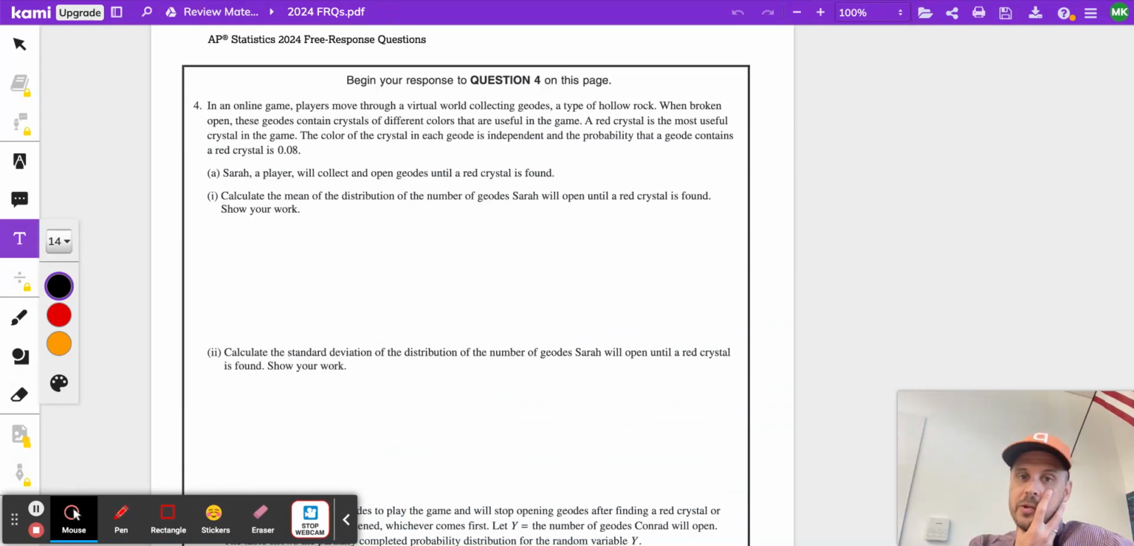Players move in a virtual world collecting geodes, a type of hollow rock. When broken open, these geodes contain crystals of different forms that are used in the game. A red crystal is most useful. The color of the crystal in each geode is independent, and the probability that it contains a red crystal is 0.08.